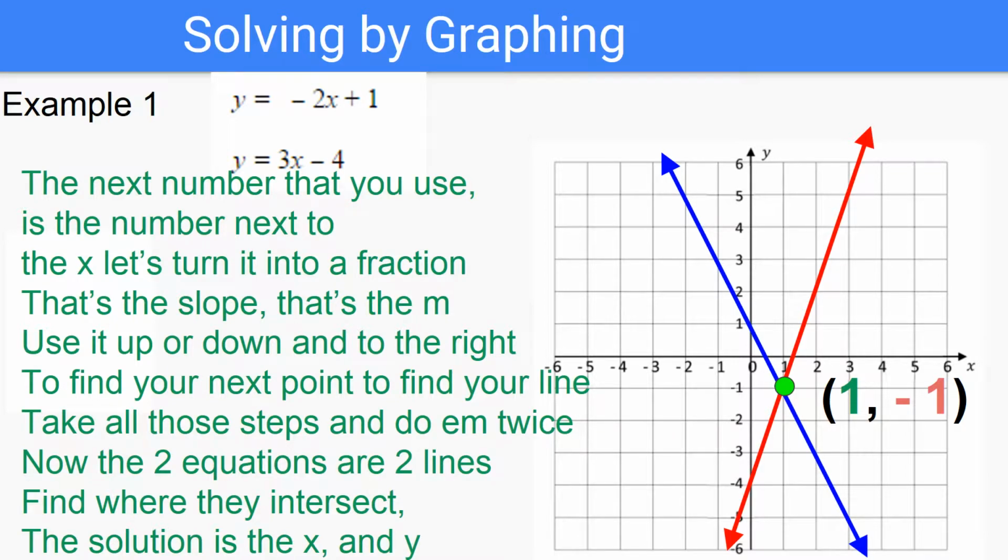Let's turn it into a fraction. That's the slope. Use it up or down and to the right to find your next point, to find your line. Take all the steps and do them twice. Now the two equations are two lines. Find where they intersect. The solution is the x and y.